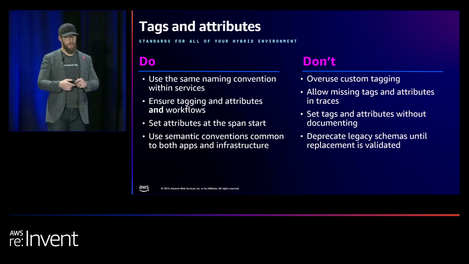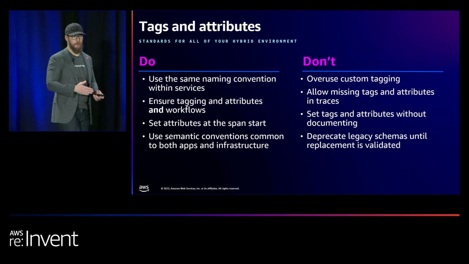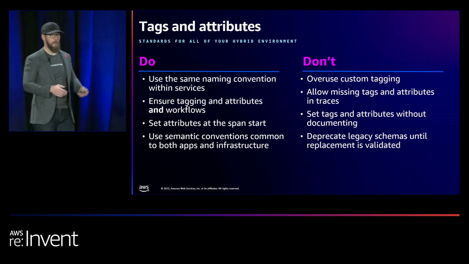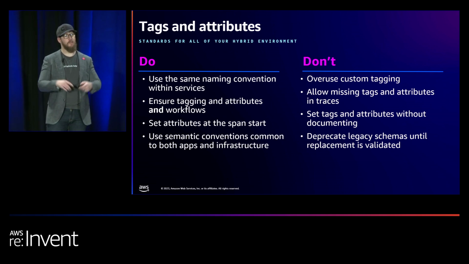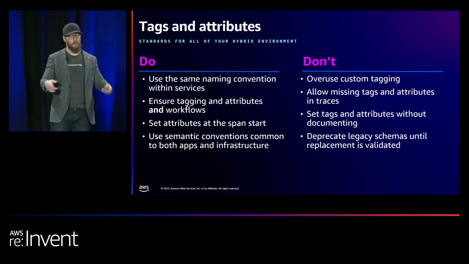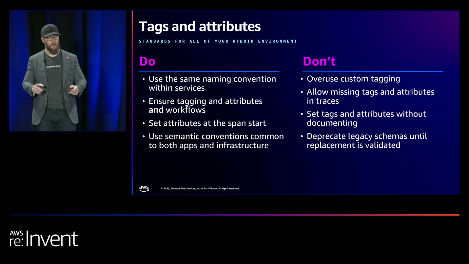Use semantic conventions common to both apps and infrastructure. So what this means is that those tags and attributes, even though you might be doing tags and attributes from an application instrumentation perspective, it's running on infrastructure. It's probably running on a Kubernetes environment or something similar. And you need to be able to pass those tags and attributes or find those tags and attributes for the infrastructure as well as the application. So make sure that those semantic conventions are common.